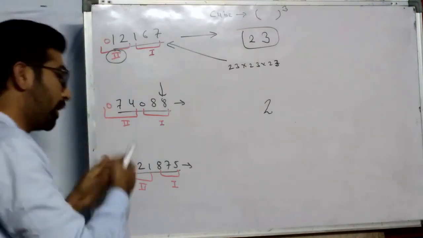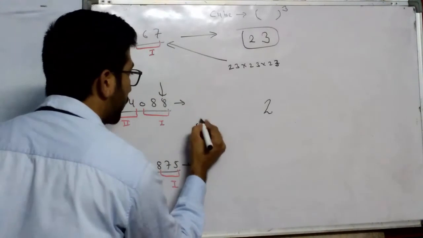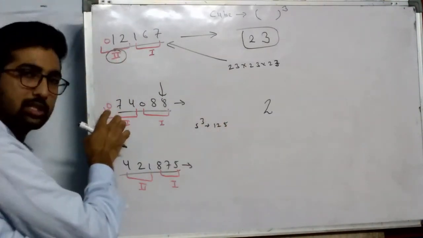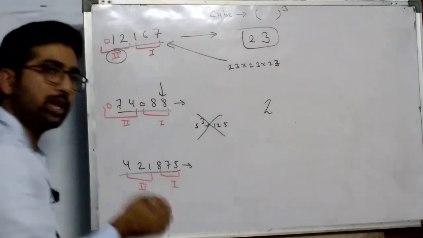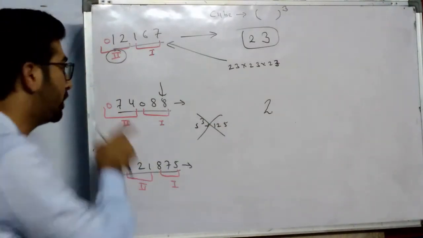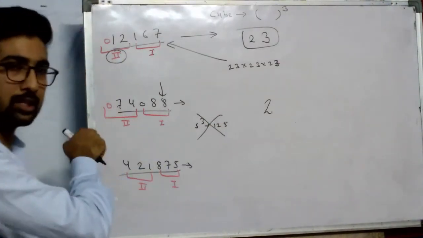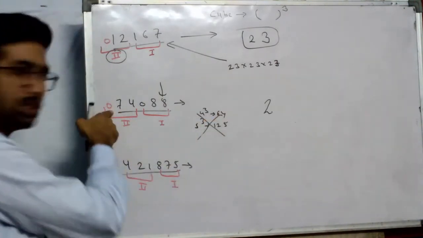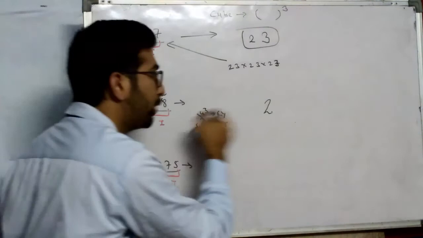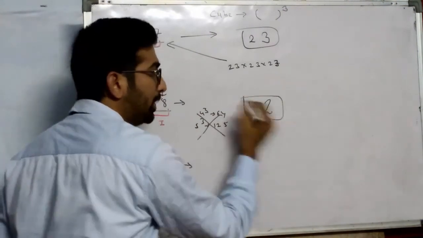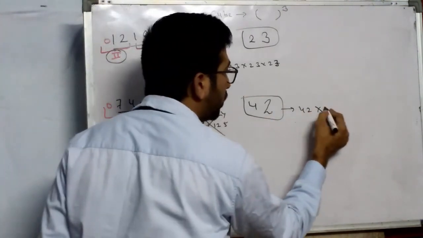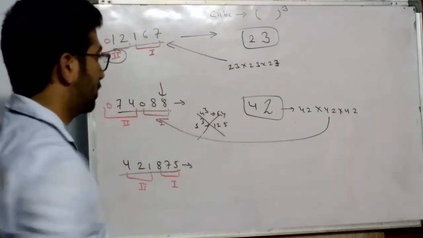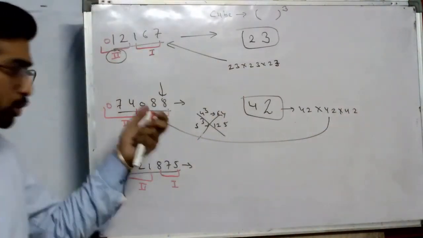Now again I just want to tell you, if you are taking 5 cube, that is 125. This number is more than this number, so we cannot accept it. We have to think of a cube number that should be equal to this number or less than this number. 4 cube is 64, that is less than this number, so this number is accepted. So we will write 4 here. It means 42 into 42 into 42 will be equal to this number. I hope this is clear to you.